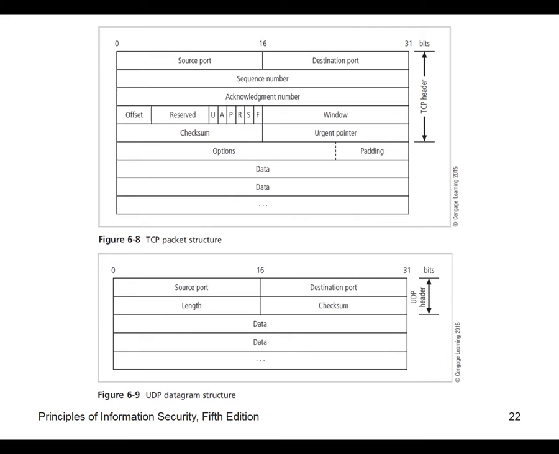I send her a synchronization packet. She sends me an acknowledge packet plus a synchronization packet. Then I acknowledge her, and then we start communicating. Then we start using sequence numbers. We start incrementing. That way, if the packets get there out of order, we can put it back. Okay. So you see, all that's inside of TCP.